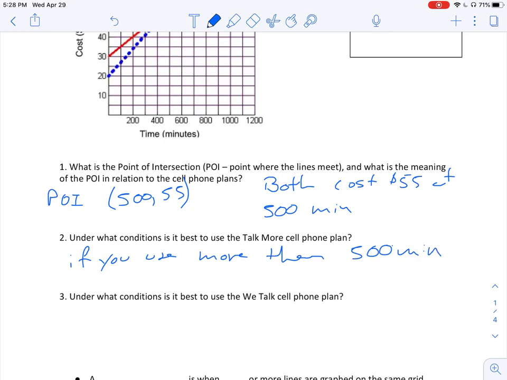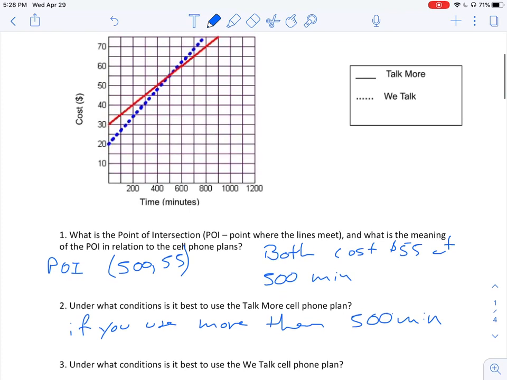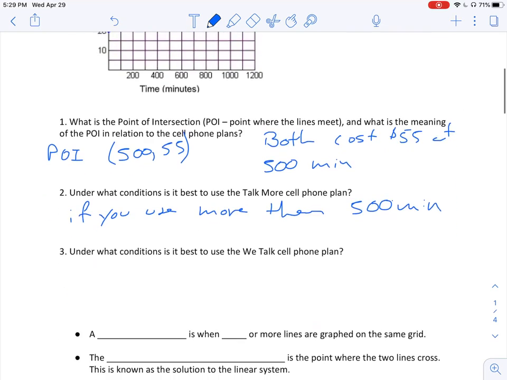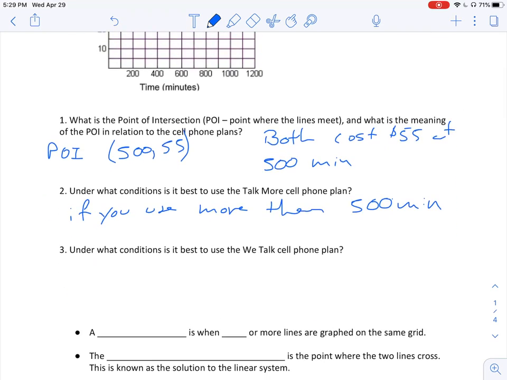Under what conditions is it best to use WeTalk? So WeTalk is the dotted line. The dotted line is lower along the cost scale when it is before 500 minutes. So it's better to use WeTalk if you use less than 500 minutes.